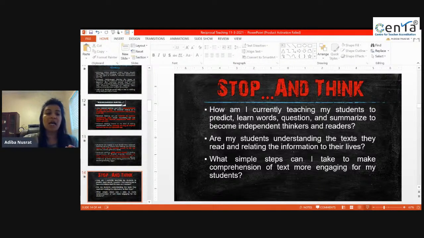How? Because it is a multi-strategy approach, built on four strategies to yield the best results in comprehending a text. The four main strategies that are combined together to make reciprocal teaching are predicting, questioning, clarifying, and summarizing. So these four major skills, when combined together, make one strategy, that is reciprocal teaching.